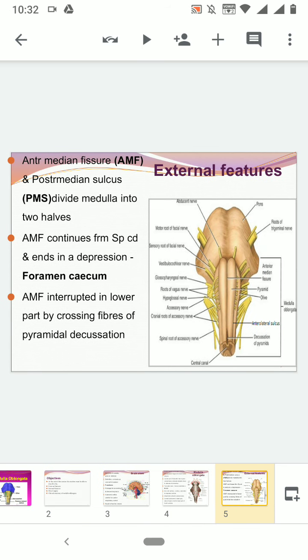Now come to the external features. On the ventral aspect, we have in the center the anterior median fissure, and lateral to the anterior median fissure we have the pyramids, and just lateral to the pyramids, as we go in that order, we have the olive, and lateral to the olive we have the inferior cerebellar peduncle. Now we have to remember one thing: all the parts of the brainstem are very well connected with the cerebellum. So the medulla oblongata is the lowermost part of the brainstem, and it is connected with the cerebellum by the inferior cerebellar peduncle. Is it clear?